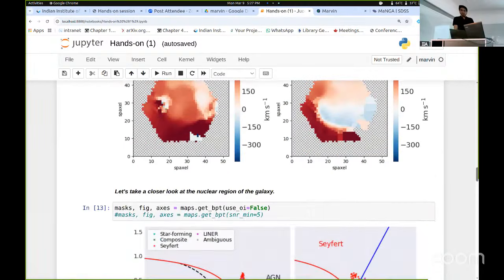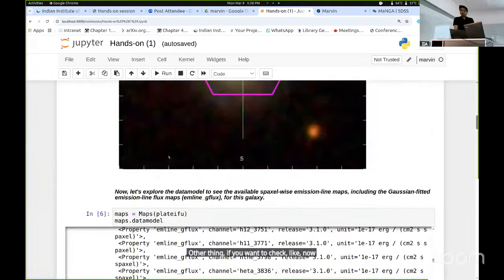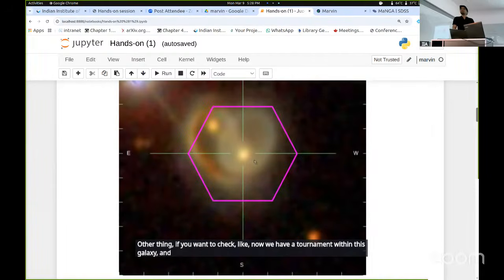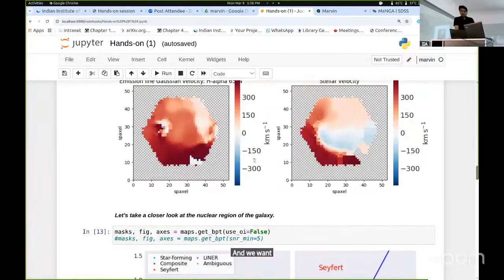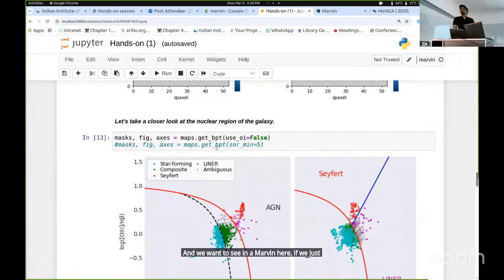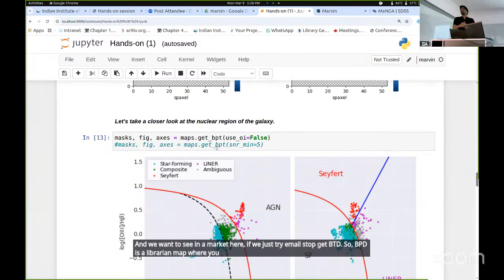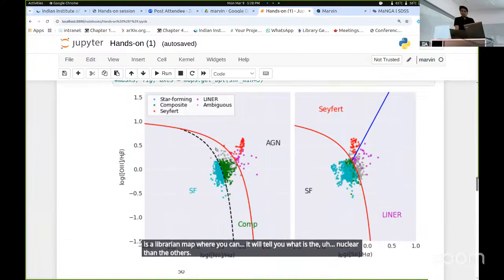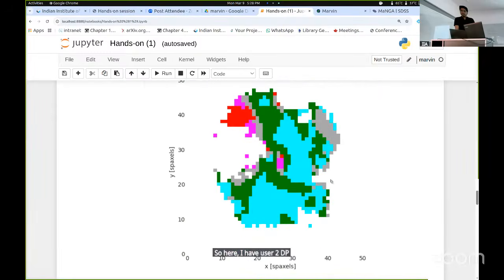Another thing you can check: now we have two nuclei within this galaxy, and we want to see what these nuclei are, whether they are star forming or AGN. Within AGN, two categories are there, Seyfert or LINER. Seyferts are highly ionized and LINERs are low ionization. So in Marvin, you just have to write maps get BPT. BPT is a line ratio map, and it will tell you what the nuclei of that galaxy are. Here I have used two BPTs and it will give you this kind of map.